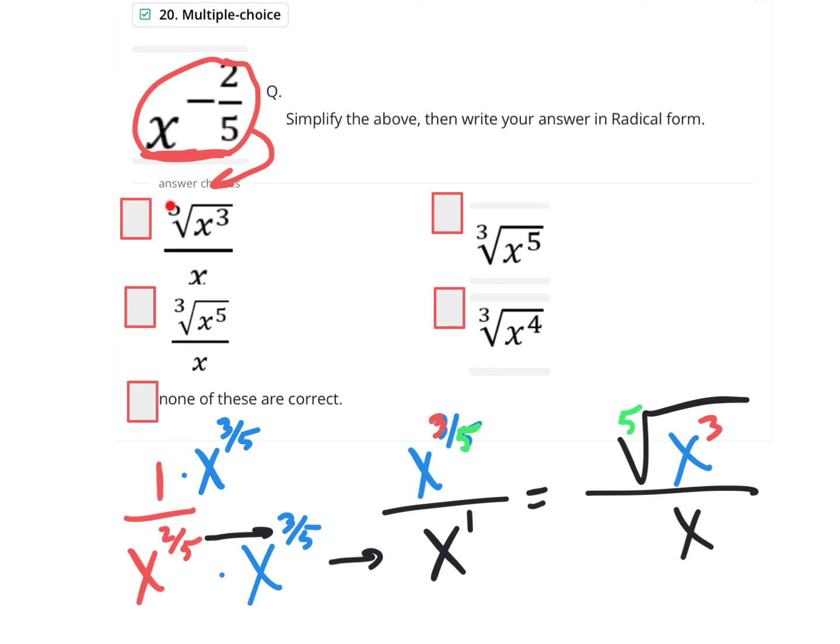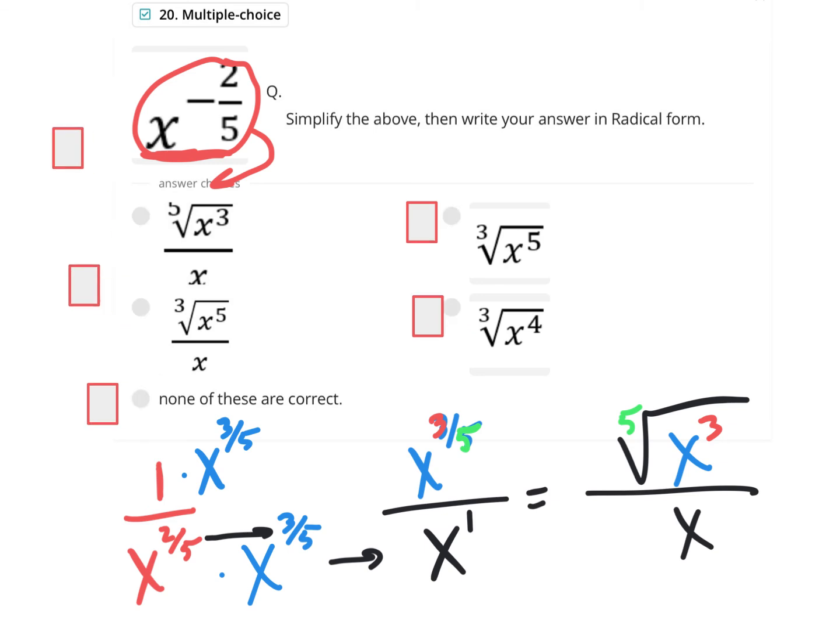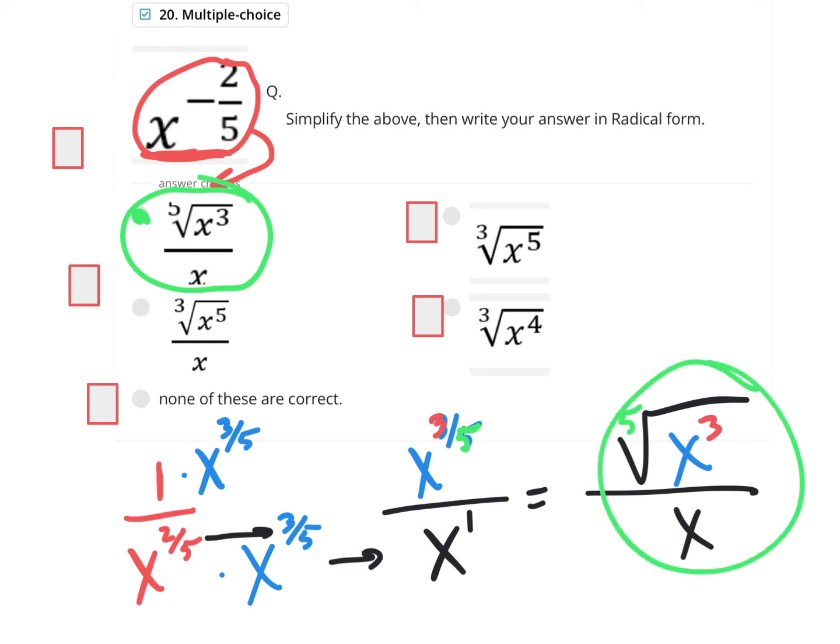And again, you might have to scroll to see that 5. That's the only one that has a 5th root. It is the 5th root of x to the 3rd over x. It got kind of cut off. You might have to scroll on your answer to see the whole thing. I apologize. But that is the answer right there. And obviously these are not marked, so my bad. Yes, this is the correct answer right here: the 5th root of x to the 3rd over x.